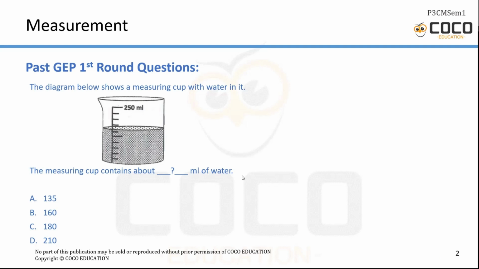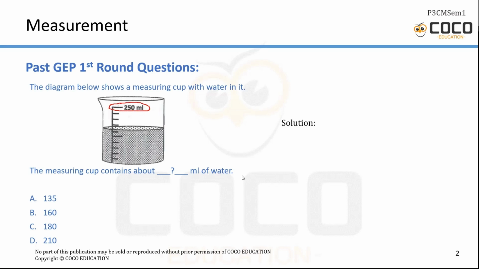The volume here, the first question, they show you a cup. It's a measuring cup and we have some water inside. They ask you, the measuring cup contains about how many milliliters of water. When I read this one, the most important thing is I notice here is 250. So until this line is 250.